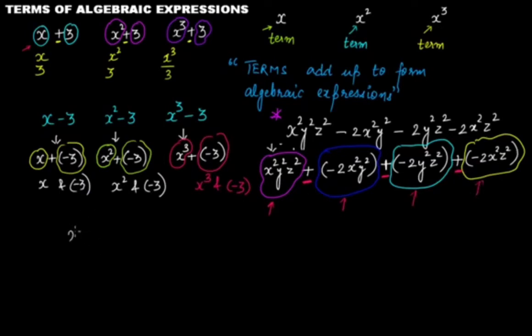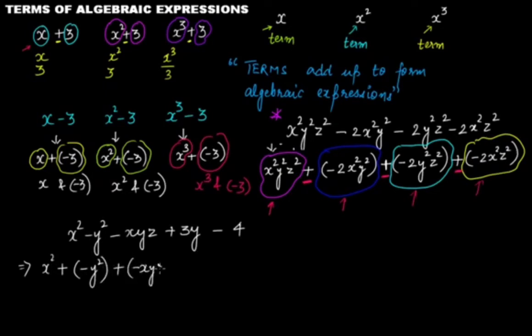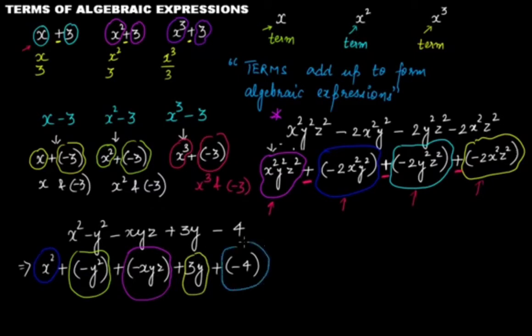Let's say we have x square minus y square minus xyz plus 3y minus 4. In this one, this is x square plus within the bracket minus y square plus within the bracket xyz plus 3y plus minus 4. Okay, so this is term 1, this is term 2, this is term 3, this is term 4, and this is term 5.